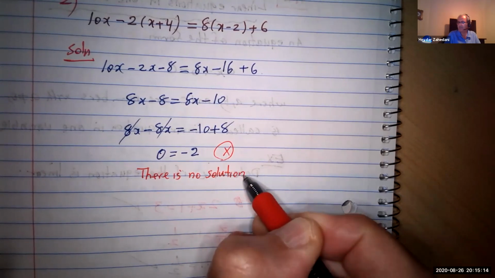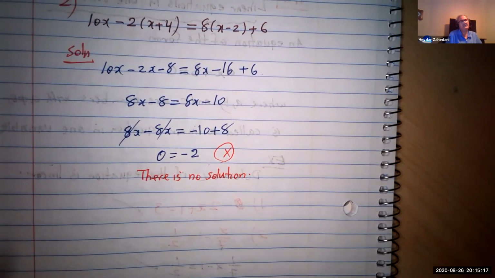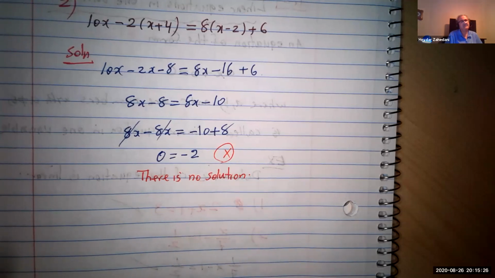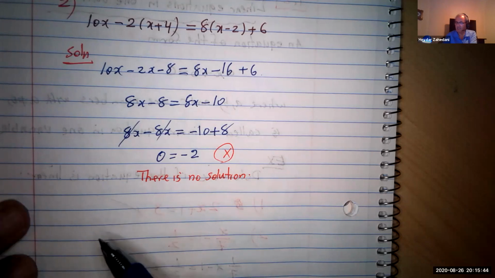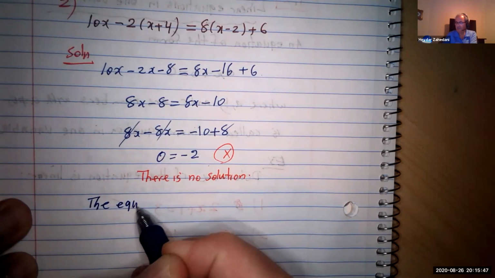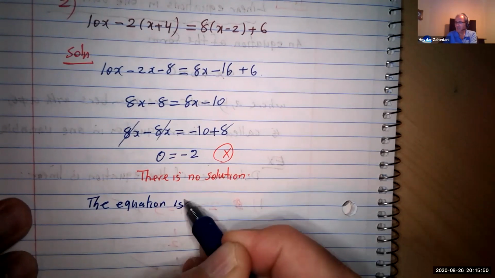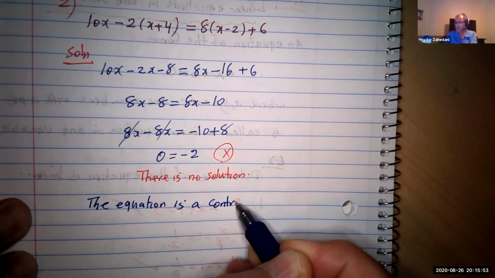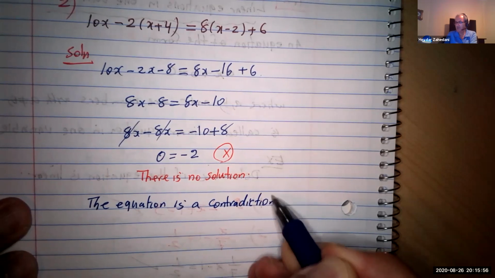So you may get a situation where you try to solve the equation, but there is no solution. This is going to be called a contradiction, because 0 is not equal to -2. You say, oh, 0 equal to -2, it's a contradiction. So if you try to solve an equation and you cannot solve it, there is no solution. In this case, we say the equation is a contradiction.